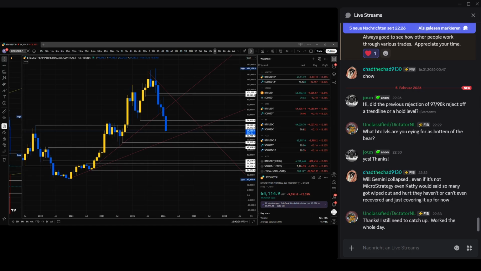I guess so. Otherwise, keep shooting. So chat is writing, will Gemini collapse? And if it's not MicroStrategy, even Cassie would say so many got wiped out and haven't or can't even recover, and are just covering it up for now. Okay.